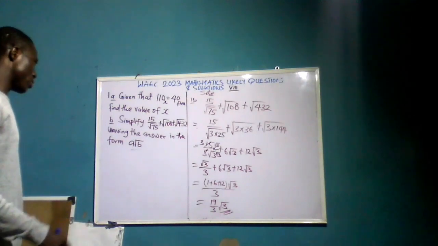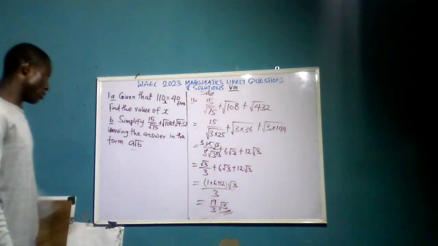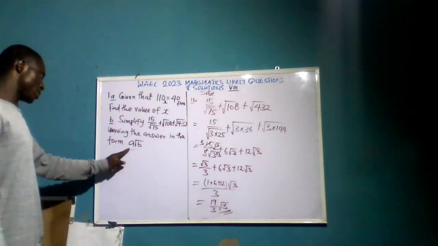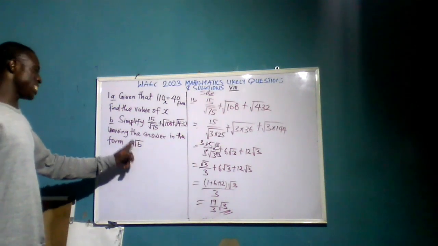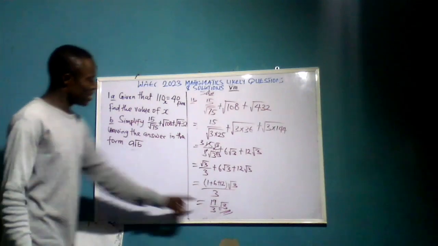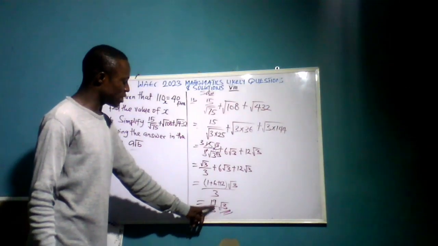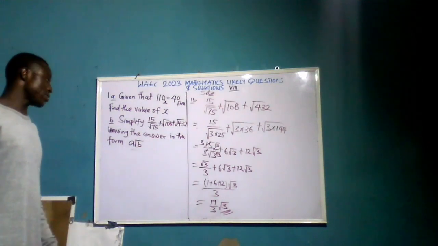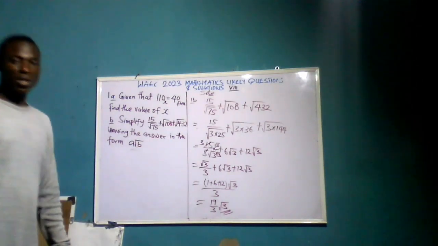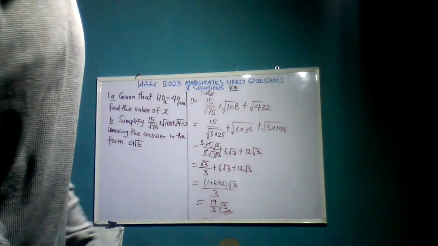And if you look at it very well, we are asked to leave our answer in the form of A root B. A is the rational part of this irrational number, and root B is the irrational part. So 19 all over 3 is in the position of A, while root 3 is in the position of B. So that is that about question number 1B. Let's move to question number 2.